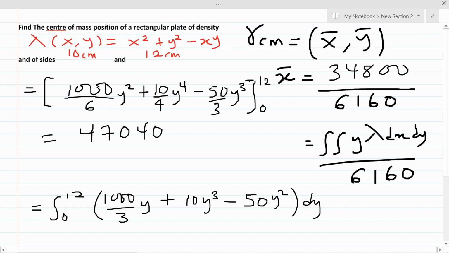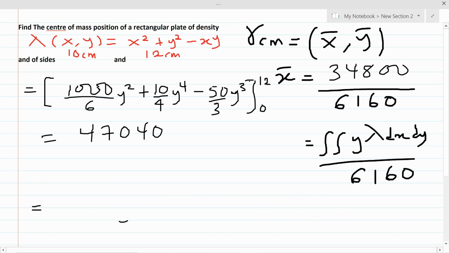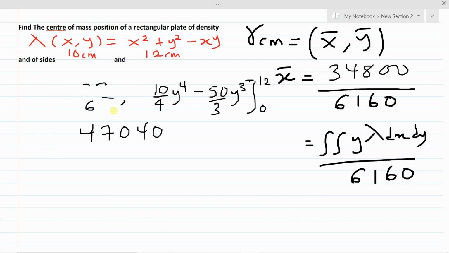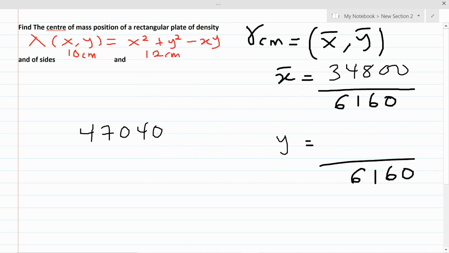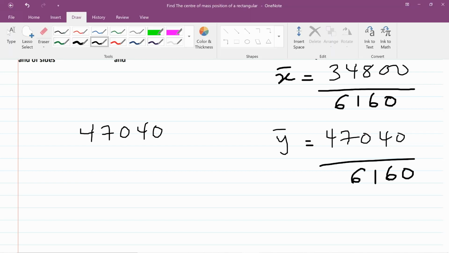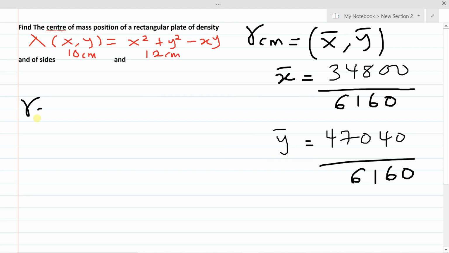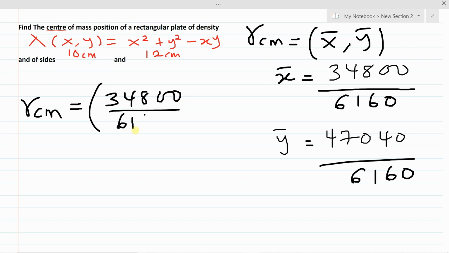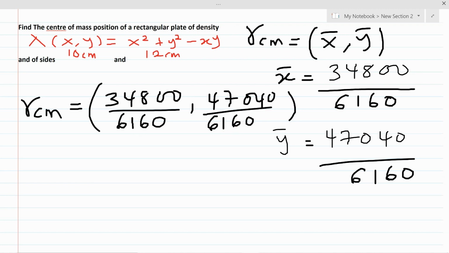Then it means we have to come and erase the numerator of the y bar and put 47,040 there. So y bar is equal to 47,040. So simply put, our RCM, that is what they've asked us to do, is simply equal to x bar, which is 34800 over 6160, comma, 47040 over 6160.